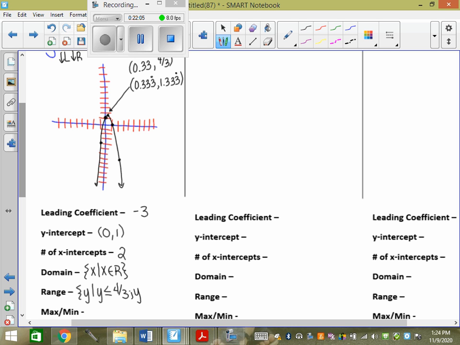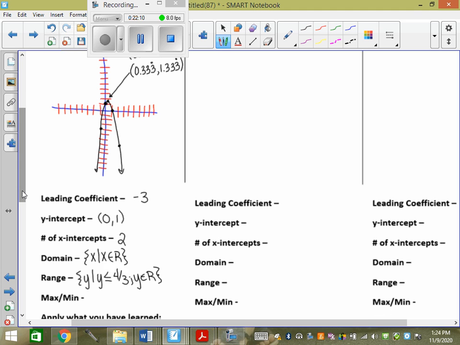Y-er. And then I have a maximum at 0.33 and 4/3.